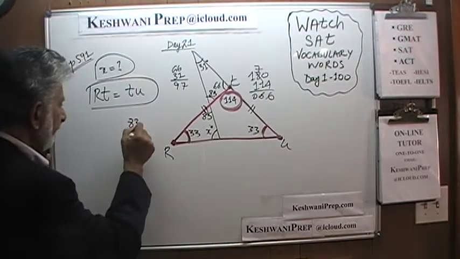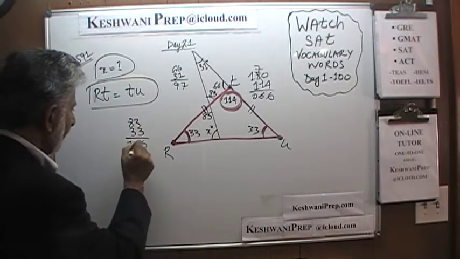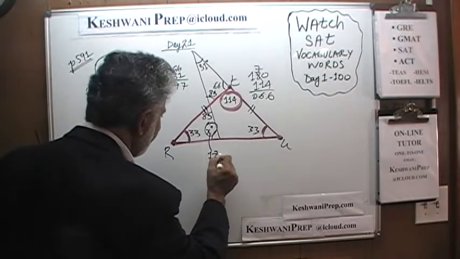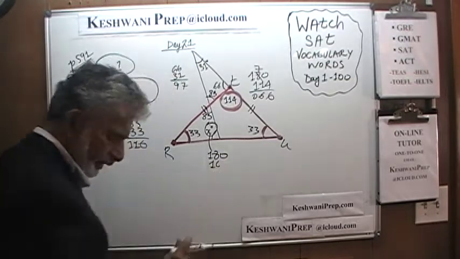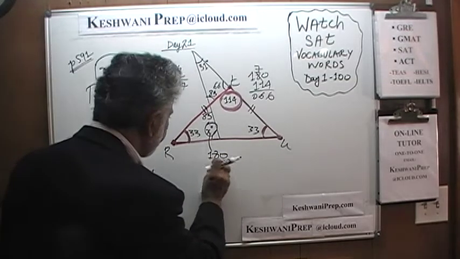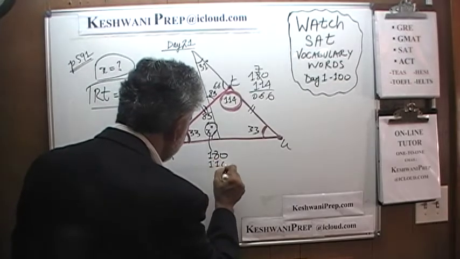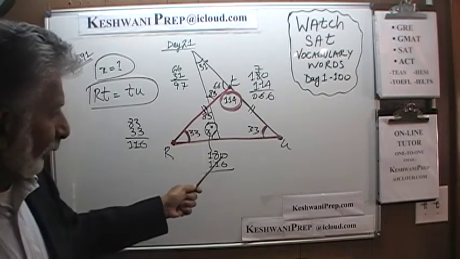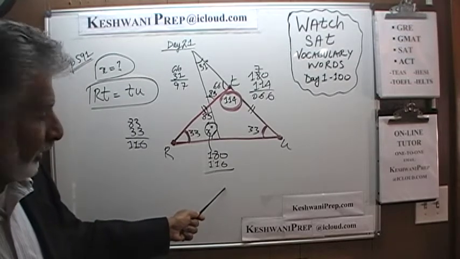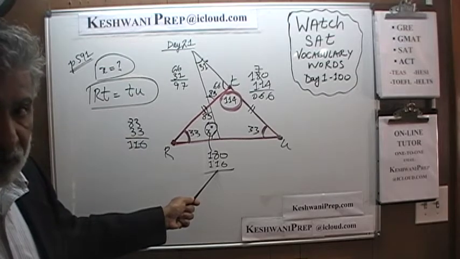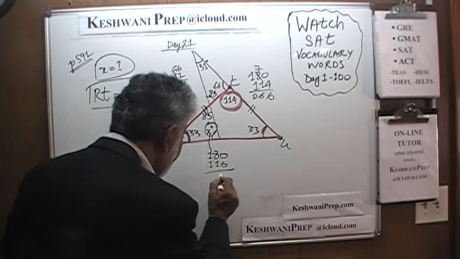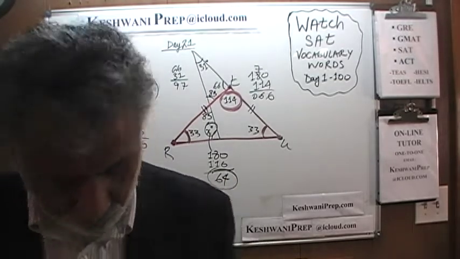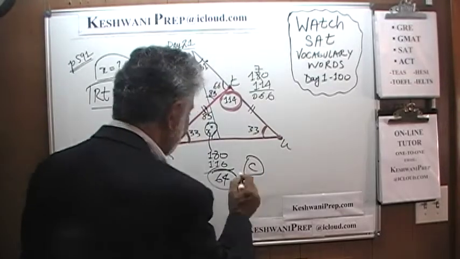Let's add up 83 and 33, which is 116, and therefore x must be 180 minus 116. Had it been 120, the difference would have been 60. But it is not 120, it is only 116, which means the difference, instead of being 60, is going to be 64. The angle that we're looking for is 64, and the answer is C.